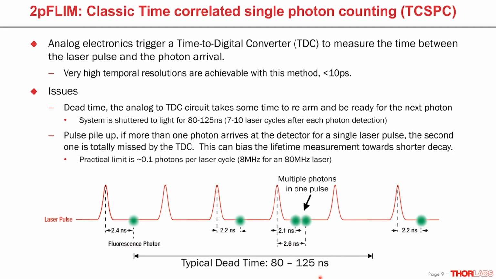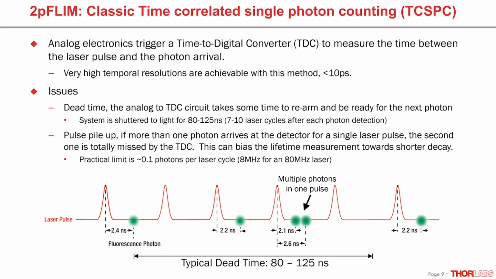The first issue, dead time, comes from the fact that the TDC circuit needs to rearm itself between measurements. This can take between 80 to 125 nanoseconds. While this doesn't seem to be a long time, the system is totally blind for 6 to 8 laser pulses while this is going on. And this has a significant impact on the speed with which we can collect the data.